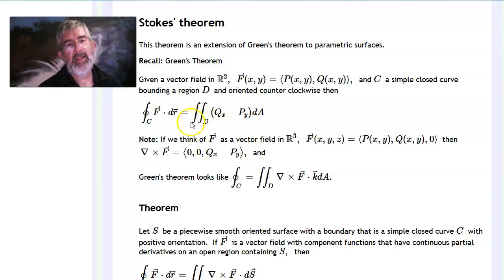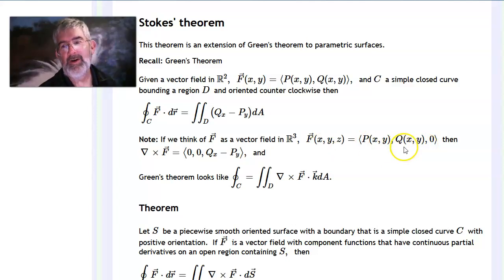Now, at the time we never mentioned curl. We're in the plane, and there isn't a strong notion of curl in the plane. It's really a 3D thing. But if we think of this vector field P, Q in the following way, as a vector field in R3, so F of x,y,z is P of x,y comma Q of x,y comma 0. Notice nothing's a function of z here, but we're still embedding it into R3.